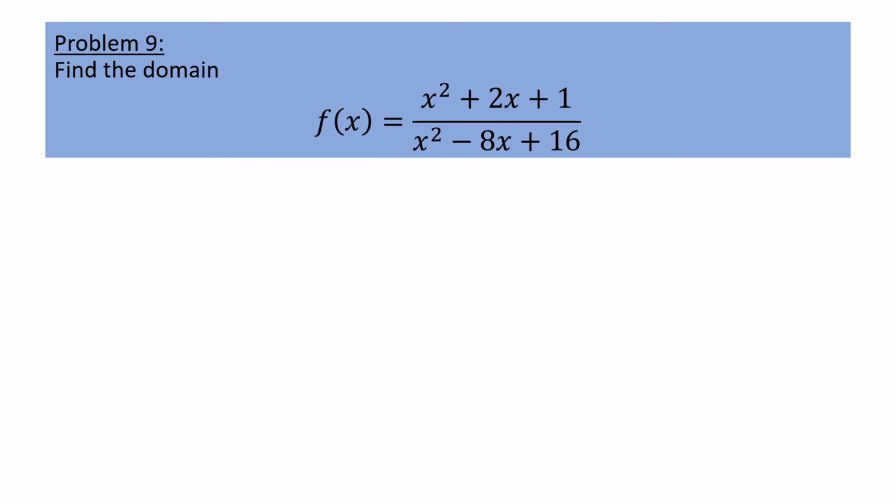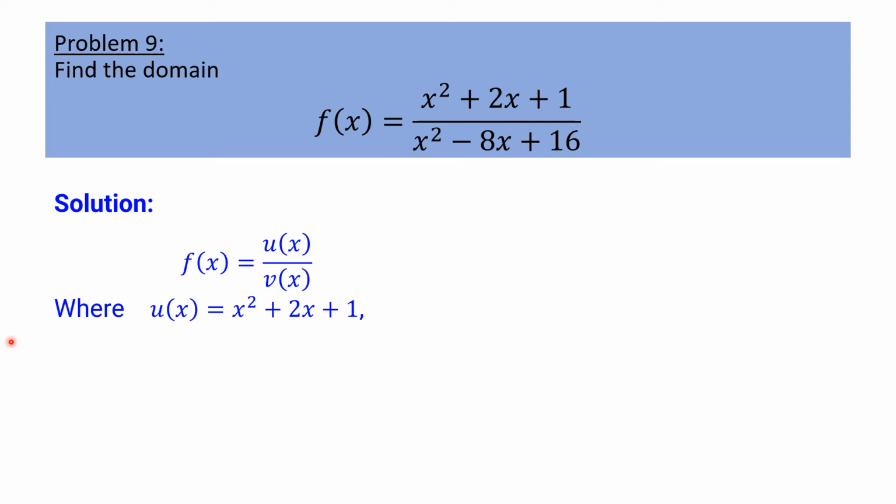In this problem, we are given a function f(x) is equal to x square plus 2x plus 1 divided by x square minus 8x plus 16 and we are required to find the domain of this function. We can write this function as the ratio of two functions f(x) equal to u(x) by v(x), where u(x) is equal to x square plus 2x plus 1 and v(x) is equal to x square minus 8x plus 16.